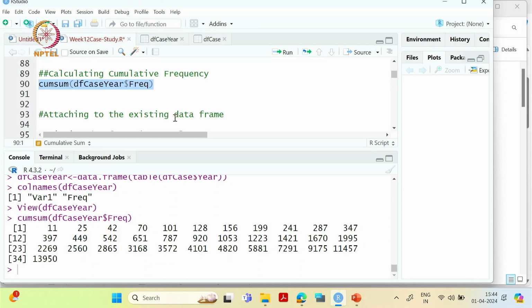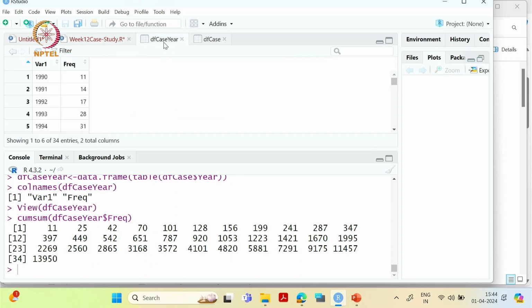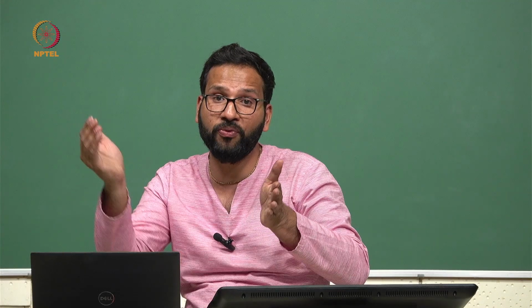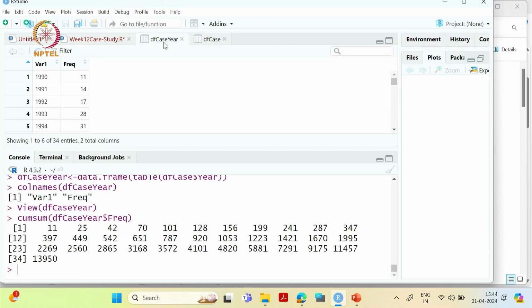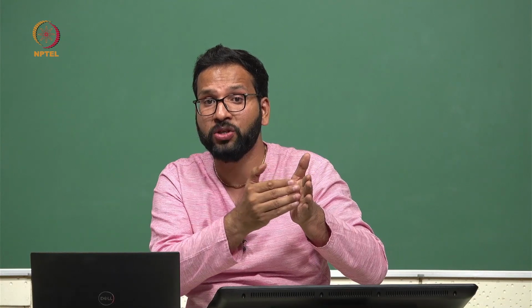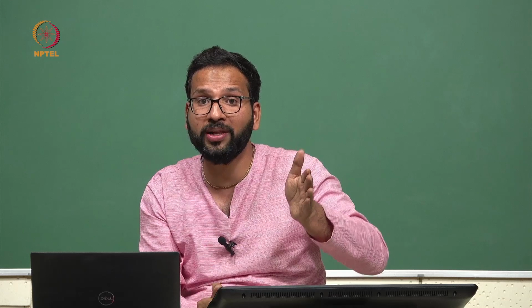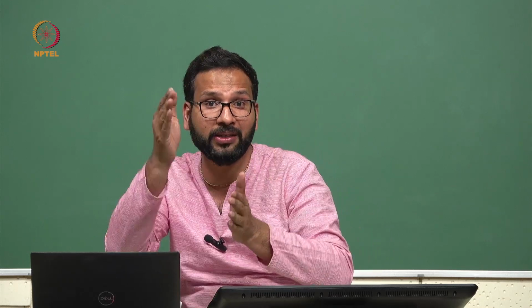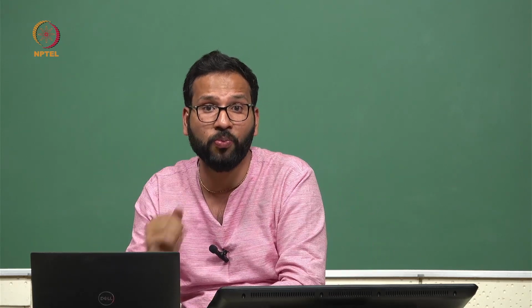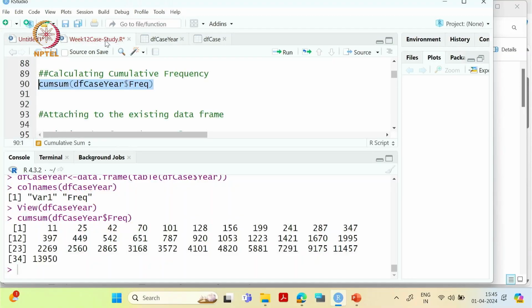Okay. So what we will do? This is our existing data set for our year analysis. So year is there, frequency is there. Now we want to attach this cumulative sum to this df case year. So what we will do? We will just call that object and then dollar, that column name, and assign this output. Okay. How we will do that?